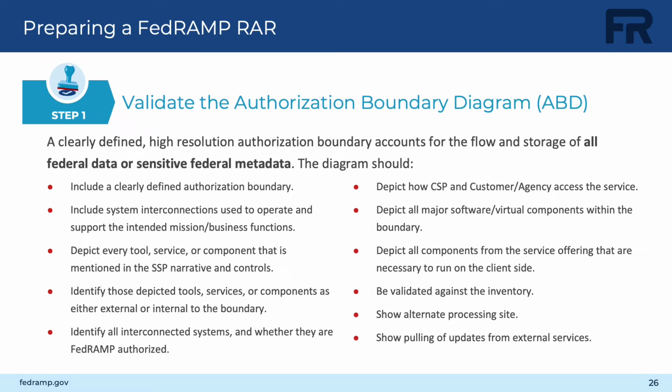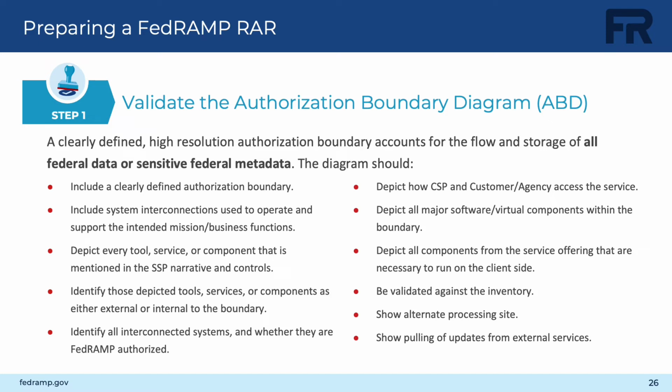Identify the depicted tools, services, or components as either external or internal to the boundary. It should identify all interconnected systems and whether they are FedRAMP authorized or not. It should also depict how CSP and customer or agencies access the service, for example, the authentication used to access. It should depict all major software or virtual components or groups of components within the boundary. It should depict all components from the service offering that are necessary to run on the client side.